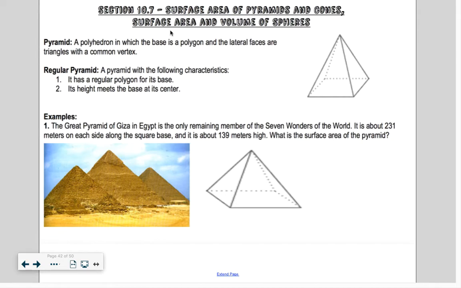All right, so number 1. The Great Pyramid of Giza in Egypt is the only remaining member of the 7 wonders of the world, the 7 ancient wonders of the world. It is about 231 meters on each side along the base, and it's about 139 meters high. What is the surface area of the pyramid?